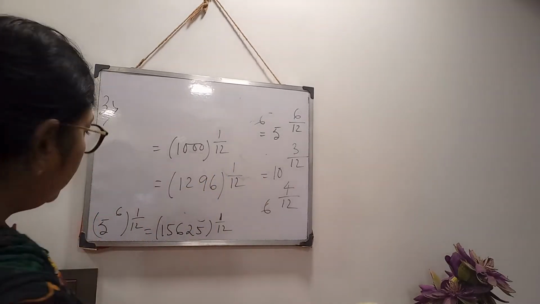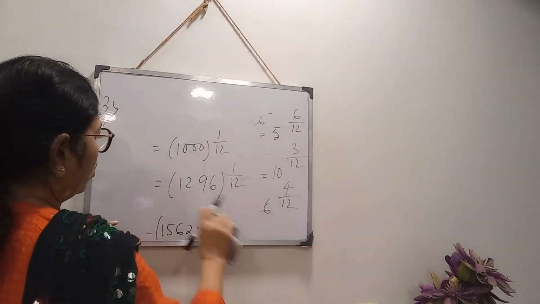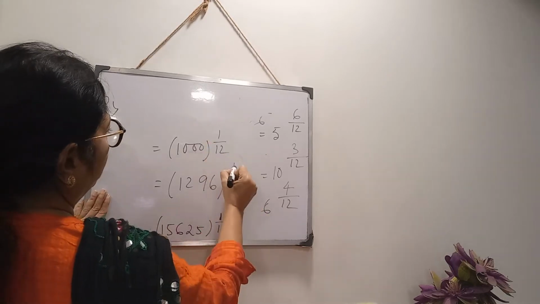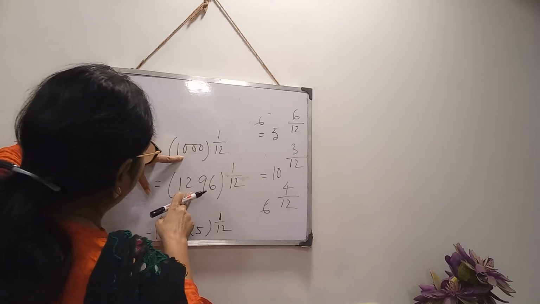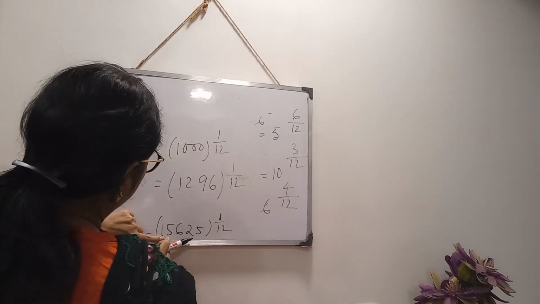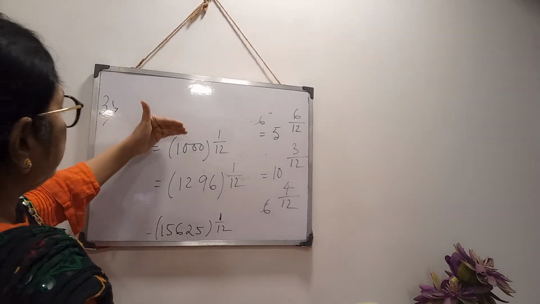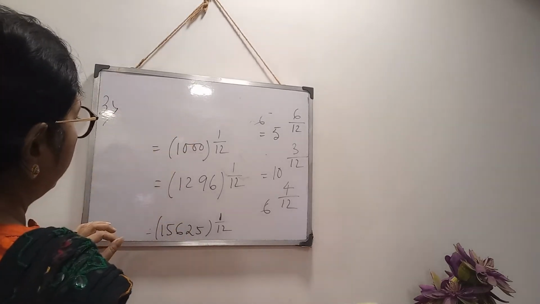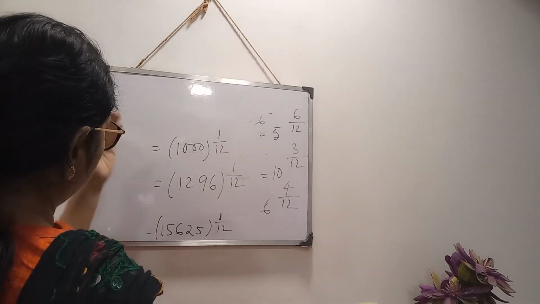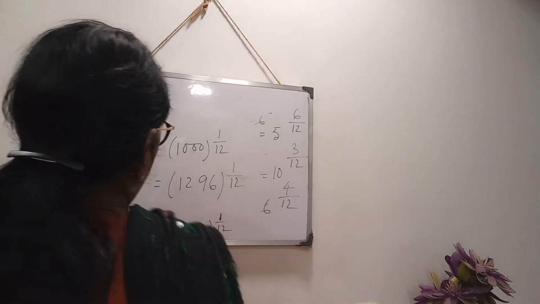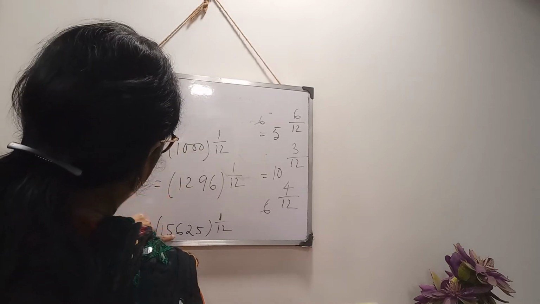So now you have noticed here that all the powers are same: 1 by 12, 1 by 12, 1 by 12. There is 1000, 1296 and 15,625. Now easily by seeing these numbers we can tell which one is the lowest, which one will come in second position, and which one is third. Now 1000, 1296, 15,625.